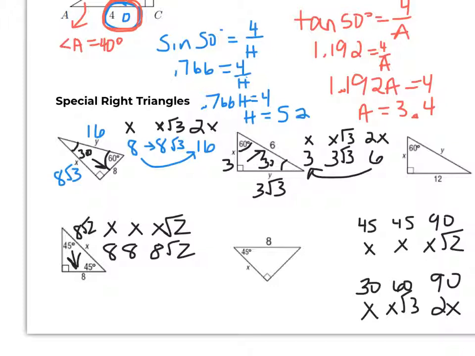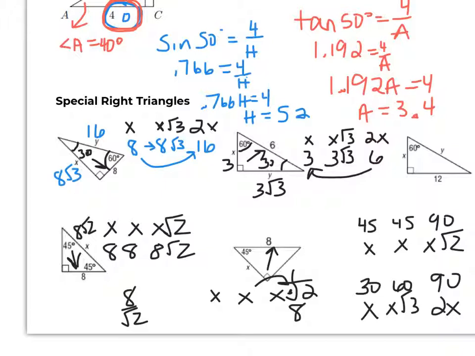We have another 45, 45, 90. This one's a little different though. So we have x, x, x root 2, and I'm putting the 8 now underneath the x root 2. So to go from x to x square root 2, we multiply by square root 2. I need to go backwards by dividing. So I need to do 8 over square root 2.